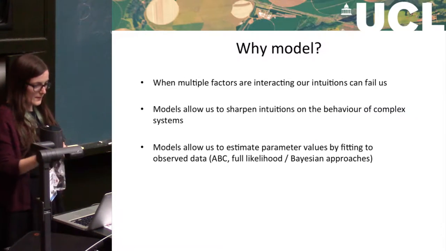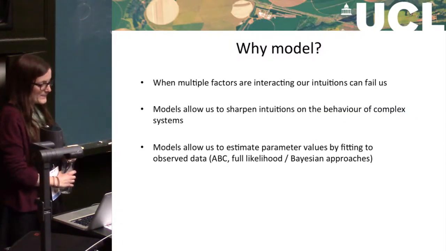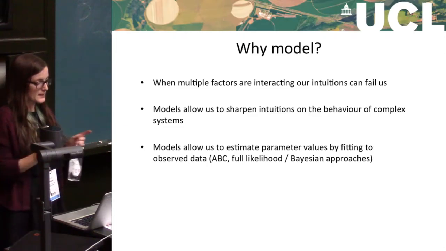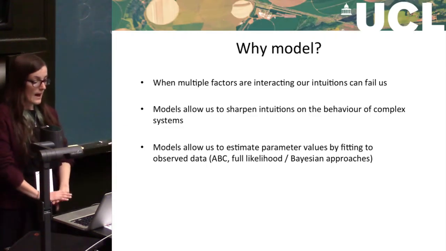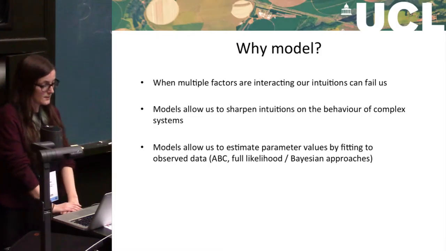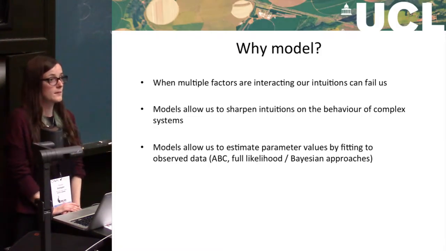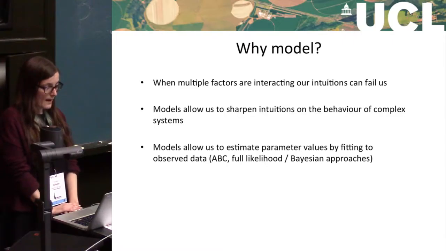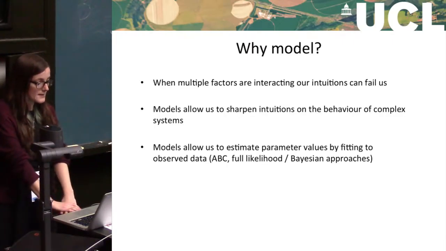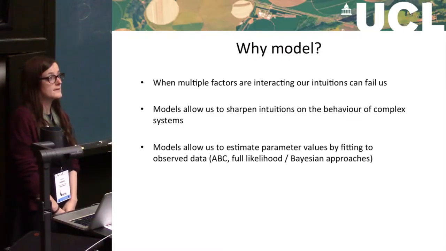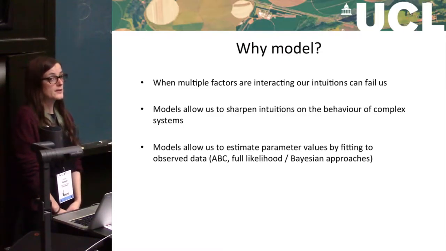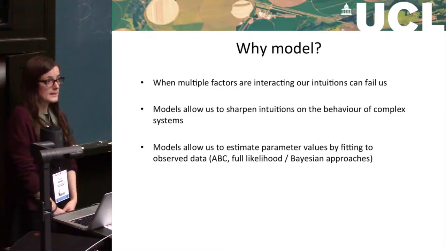But first of all, why model? So as I said, when there's multiple factors interacting, our intuitions can fail us. And models allow us to sharpen intuitions, especially on the behavior of complex systems. They can also allow us to estimate parameter values if we have observed data. And these are the approaches of approximate Bayesian computation and full likelihood or other Bayesian approaches.